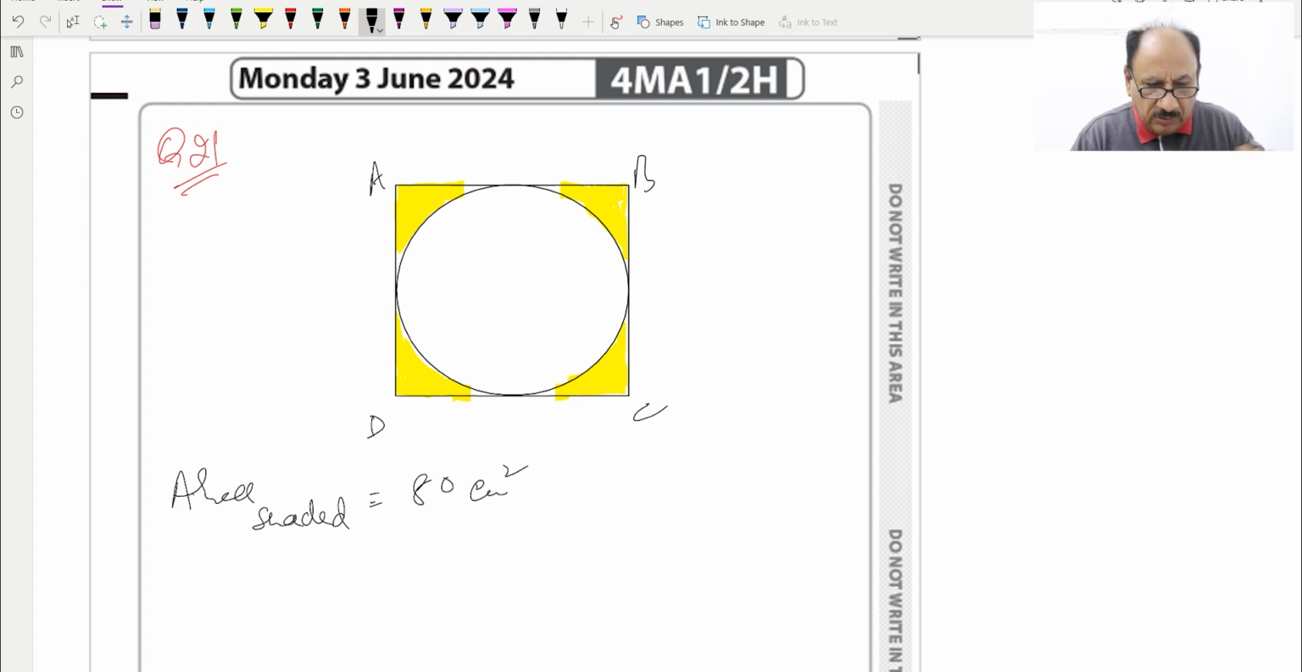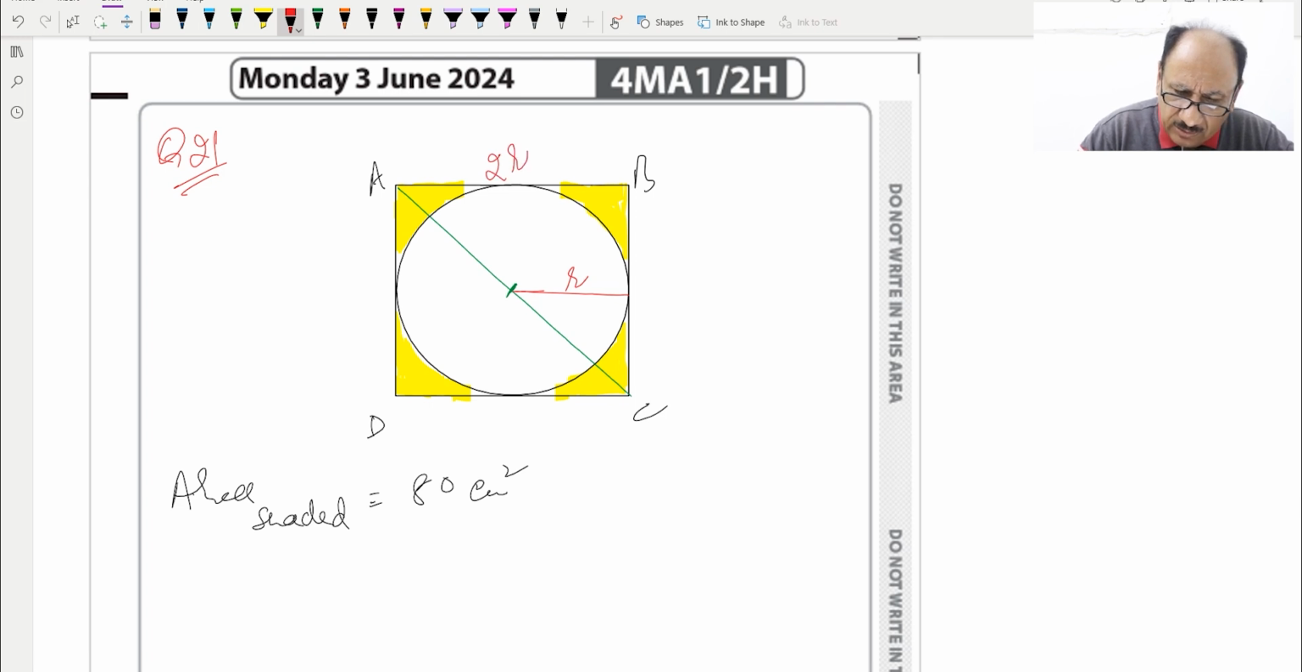AC length is this one, which is required, and we can give the answer to three significant figures. So we can take the radius of the circle, this is the center, so the radius will be the R value, and the side will be 2R, and this will also be 2R, because the radius is half of this.